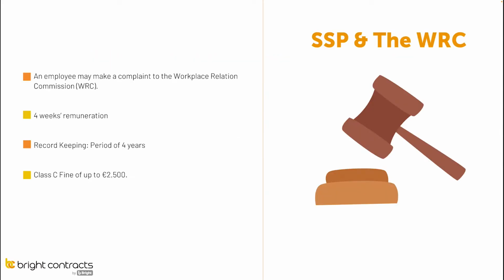So SSP and the WRC: where an employee believes that their employer has failed to comply with the provisions of the Act, an employee can make a complaint to the Workplace Relations Commission, the WRC as it's most commonly known. And if successful, an employee who makes such a complaint may be awarded up to 4 weeks remuneration. Now, however, the Act does provide exemptions that can be granted where the employer is experiencing severe financial difficulty.